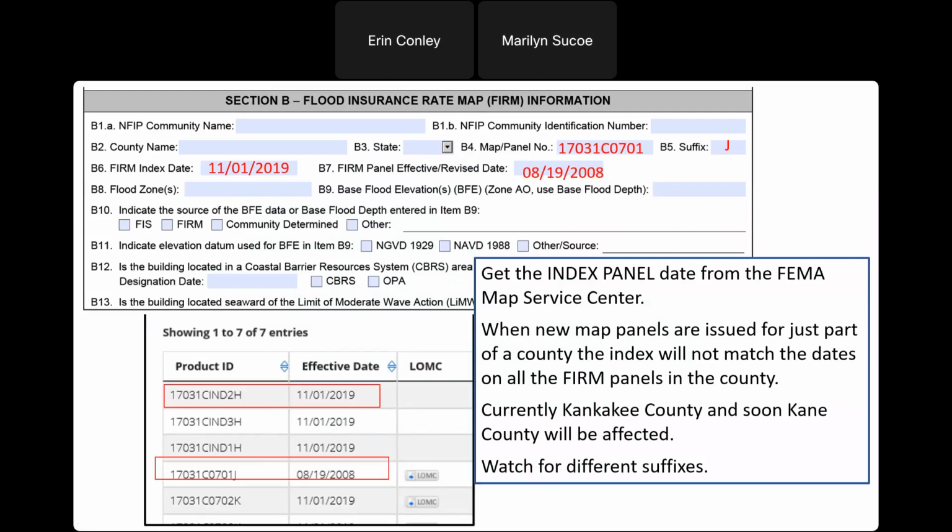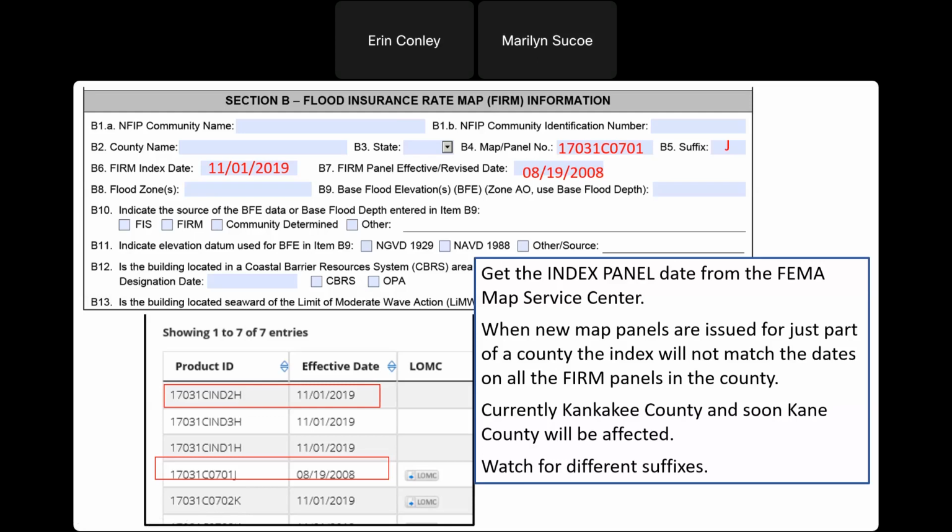And again, I think this is the Kankakee County example. And then the suffix number is different. So the panels for 2019 here in Kankakee County will have a suffix of H, whereas the older, or I'm sorry, the new panel here, 702 has a suffix of K, and then the panel above it, 701 has a suffix of J. So read the panels.